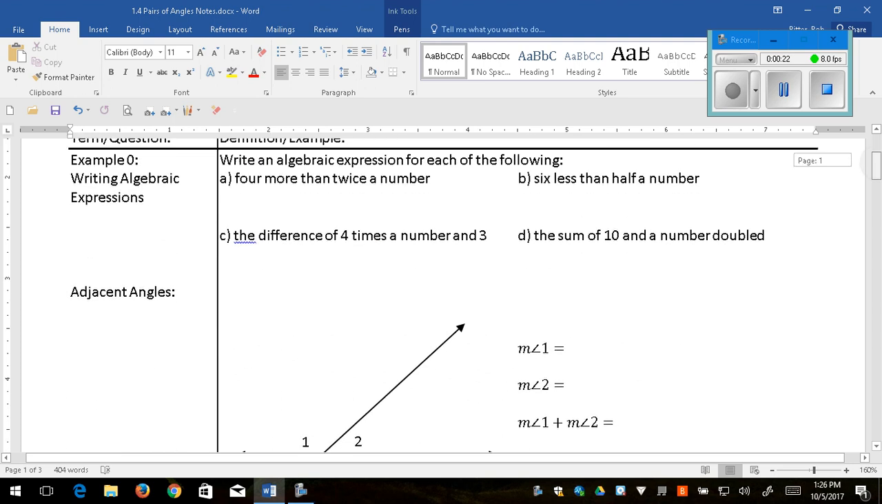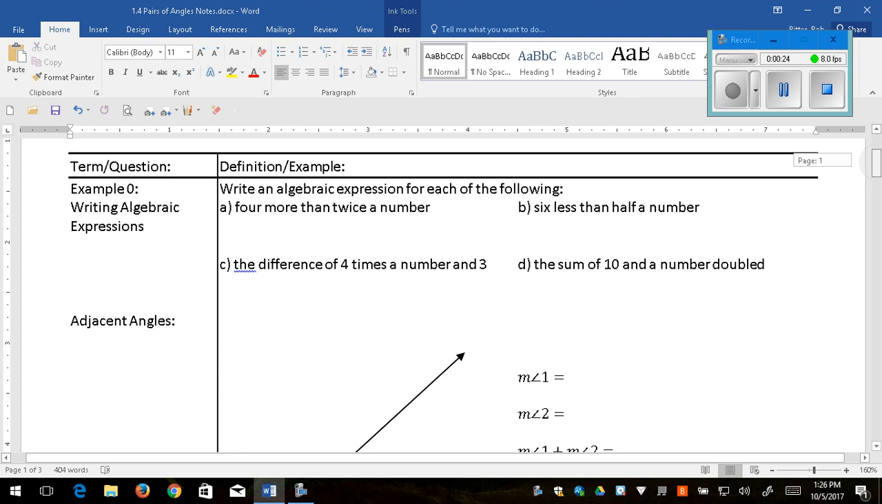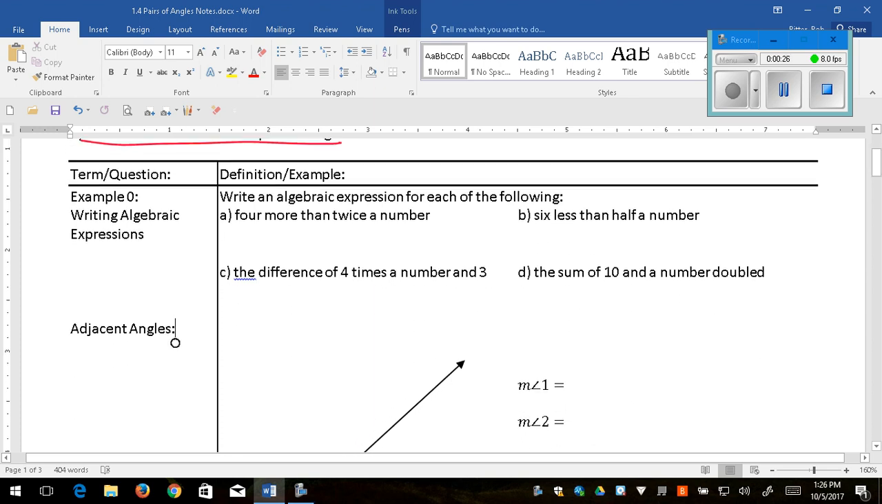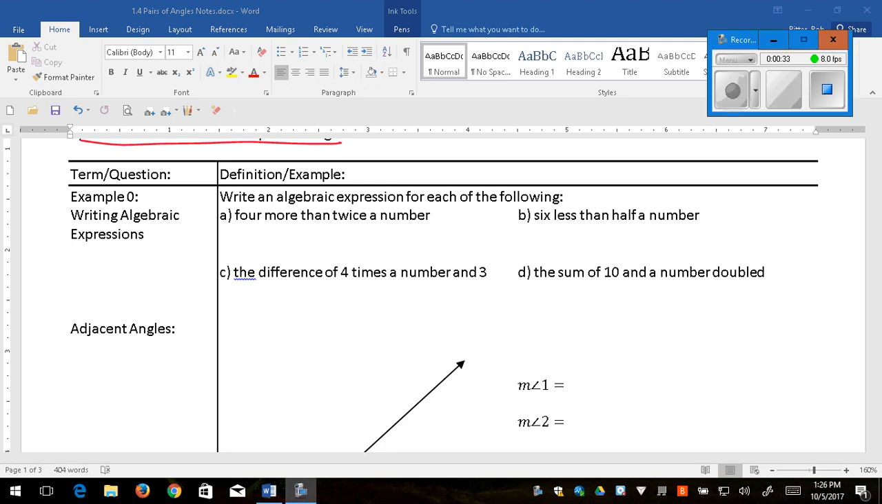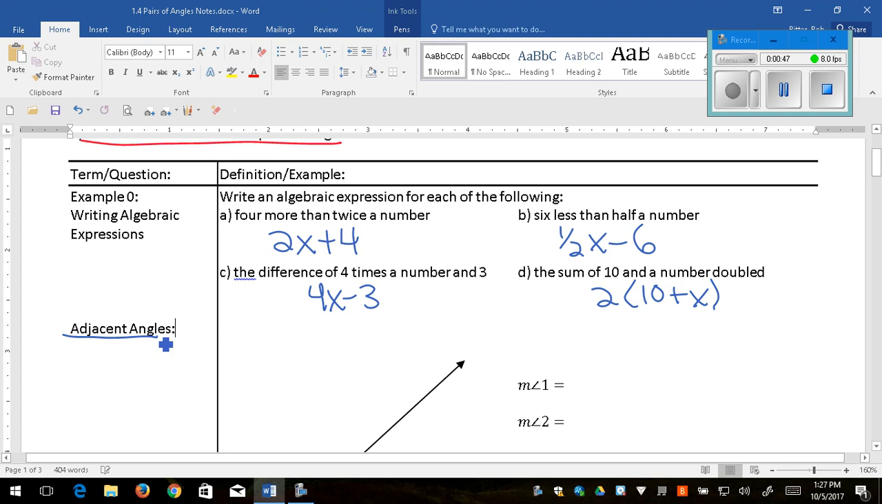We begin with the first example, which is really example 0. You should be able to do these things on your own, so take a minute to pause the video, and see if you can set up these expressions on your own. If you got these expressions for A, B, C, and D, feel free to fast forward the video to the point where you see a giant star right next to the term adjacent angles. If you didn't, stay tuned to see how to go over those.